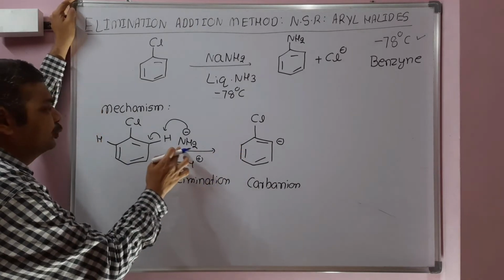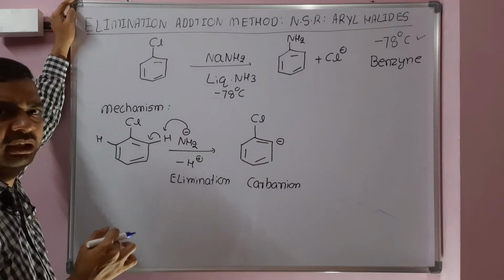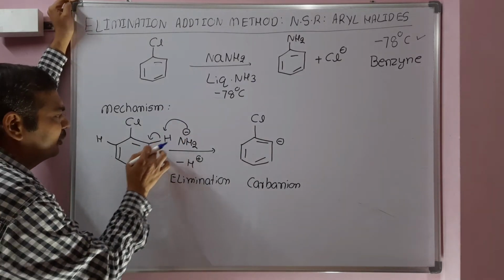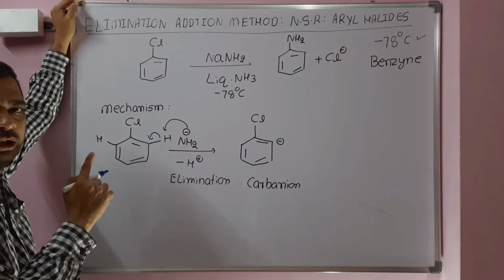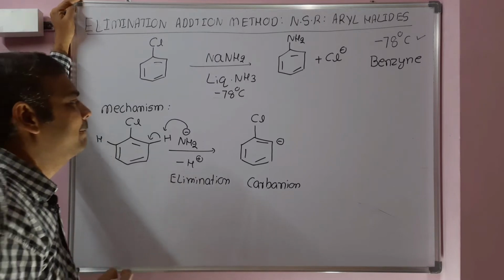So why is NH2 minus abstracting here? Sodamide is a strong base. Normal sodium hydroxide is not able to abstract a proton on a double bond. Only sodamide and LDA will abstract such a proton. For more details, you can see the E2 elimination class.